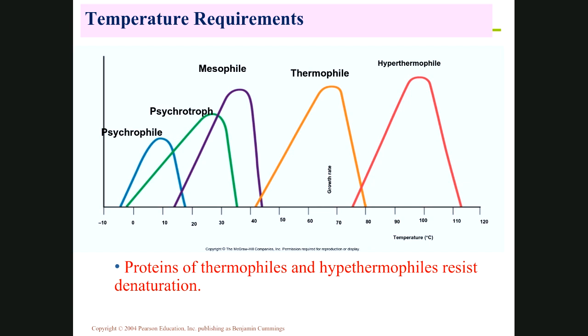So definitely know the different kinds of organisms, given a range of temperature growth, be able to put an organism into one of these categories, give it an optimum temperature, know what the organism is probably, what the category of the organism is, etc.